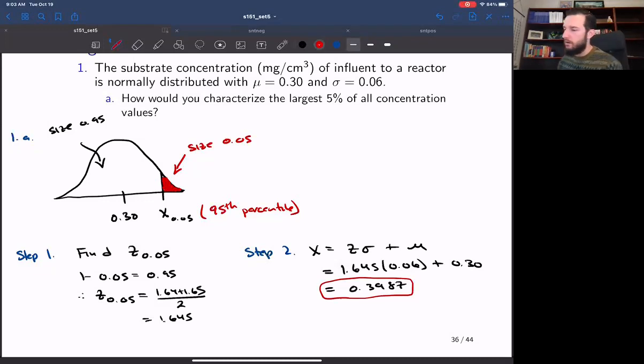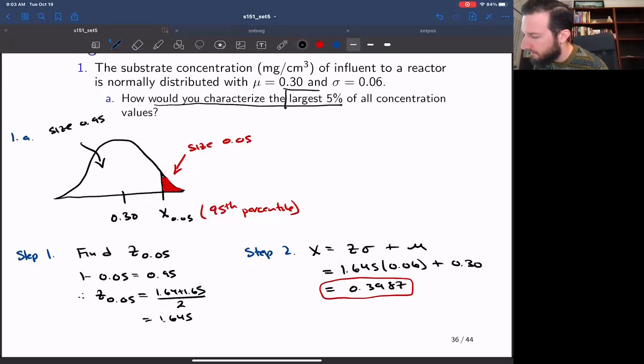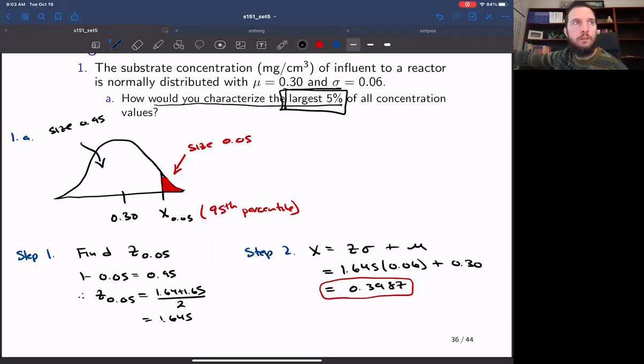So the question says, how would you characterize the largest 5% of values? The largest 5% of values would be the 5% of values that are in the highest part of the distribution. Does that make sense, Madison?